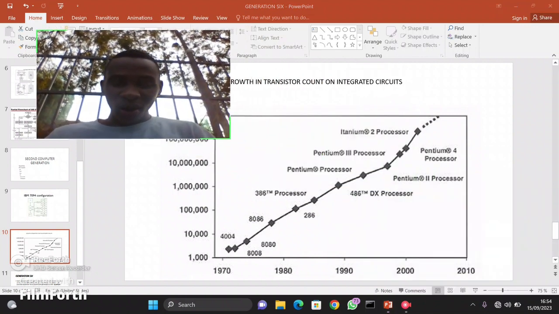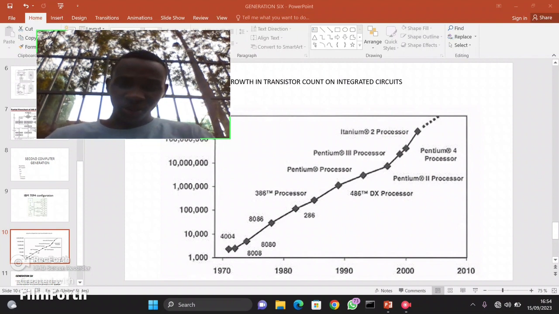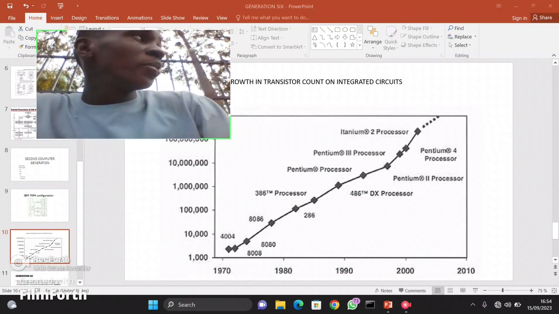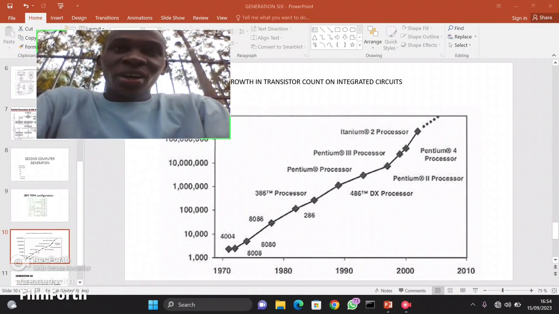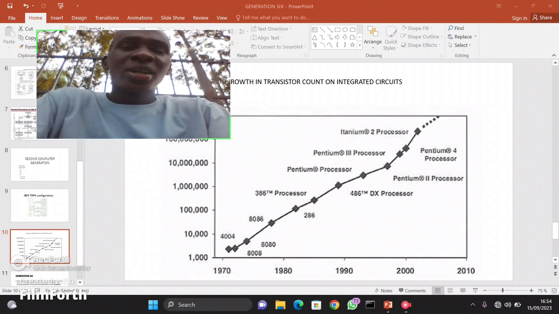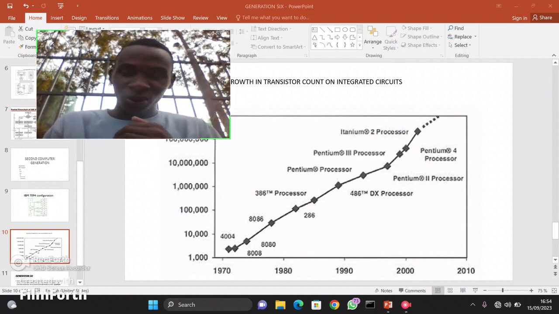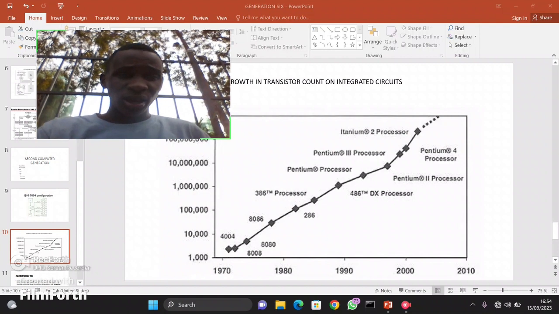On the lower axis we have the years, starting from 1970 to 2010. The graph could be extrapolated to reach the latest, as of now that is 2023, but the law still applies. You can extrapolate the graph, that would be up to you, but it still follows the law.